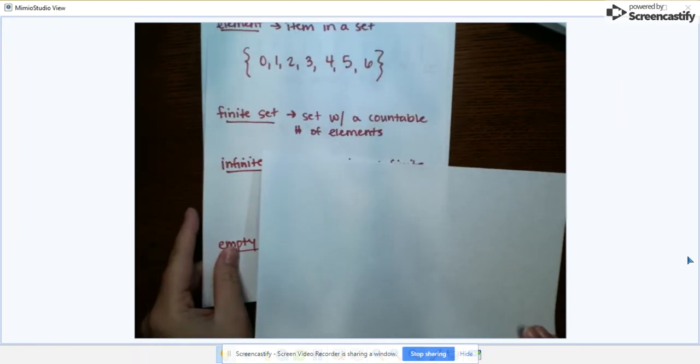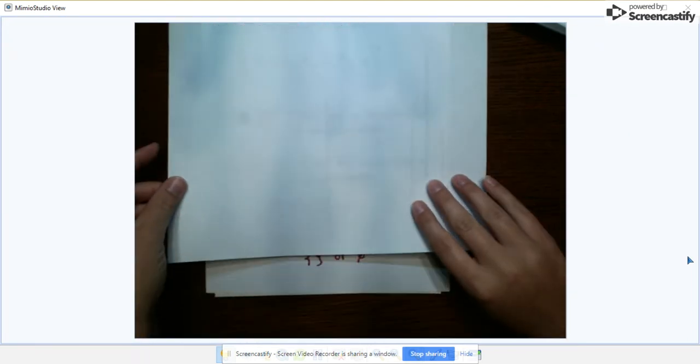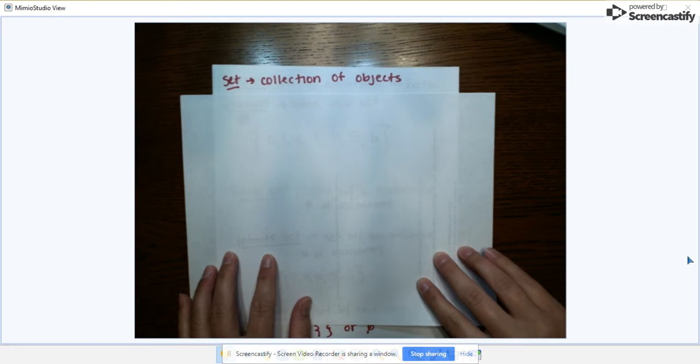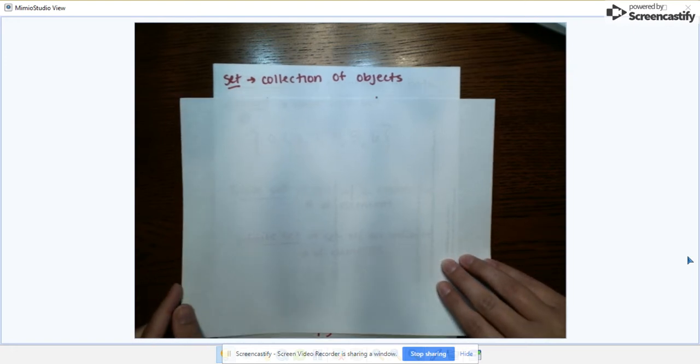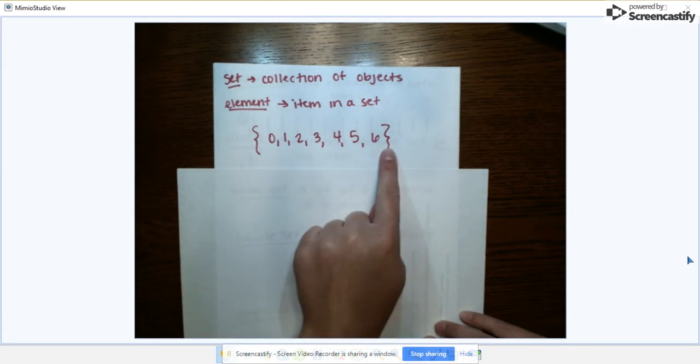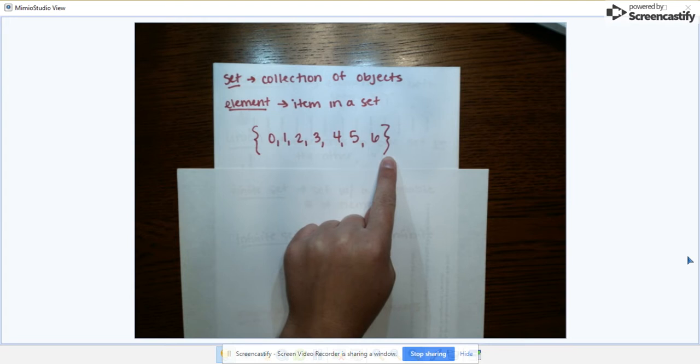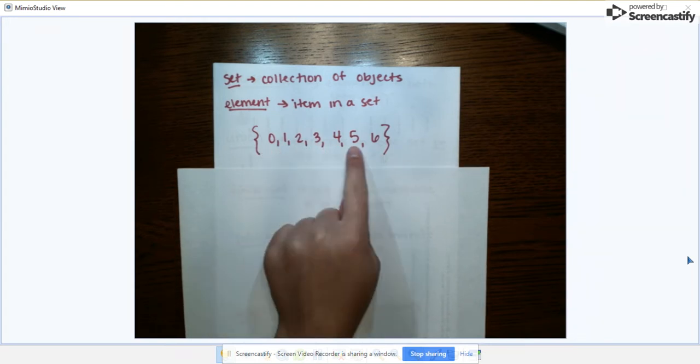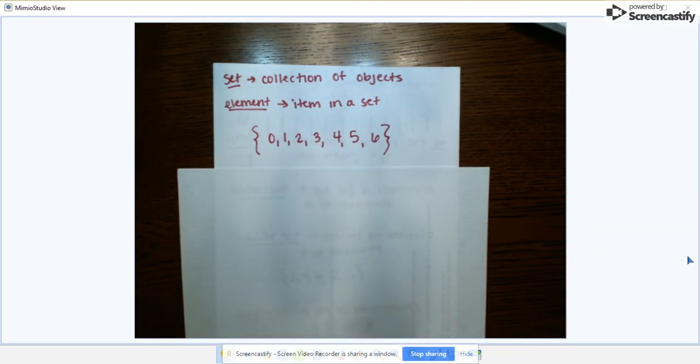Okay, moving on, we're going to discuss what a set is. A set is just a collection of objects, and within each set we have elements. For example, if this is a set, it always has curly brackets around, and then all of these numbers inside of our brackets are elements of our set.